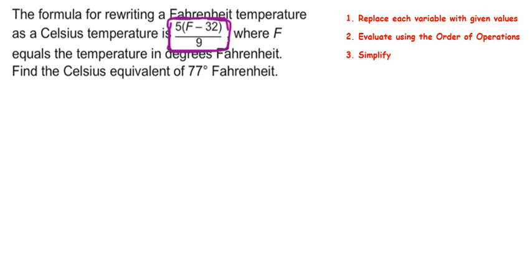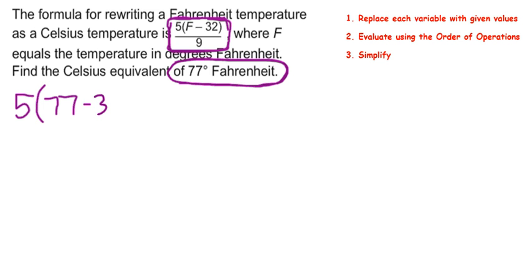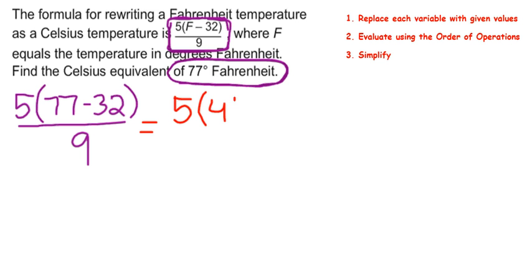Okay, so here they gave us our Fahrenheit as 77 degrees. So wherever we see our F for Fahrenheit, we're going to substitute 77. So I'm going to start off by substituting 5 times 77 minus 32 over 9. Order of operations tells us I have to do my parentheses first. So I have 5 times 45 over 9.